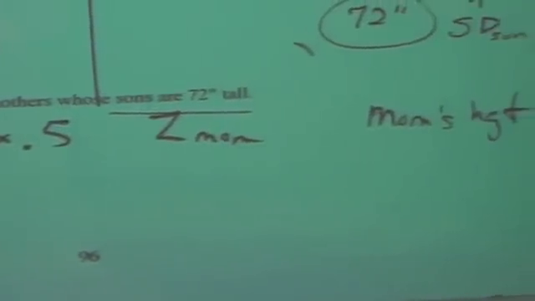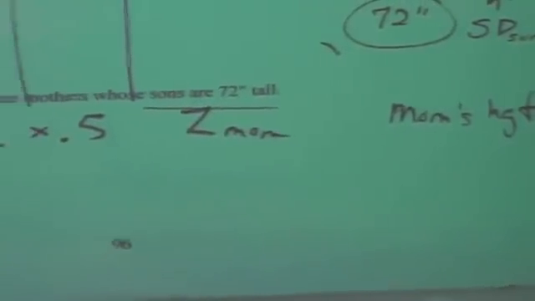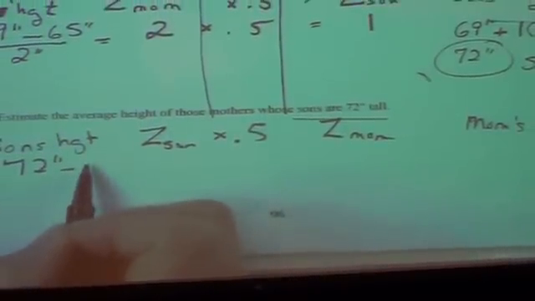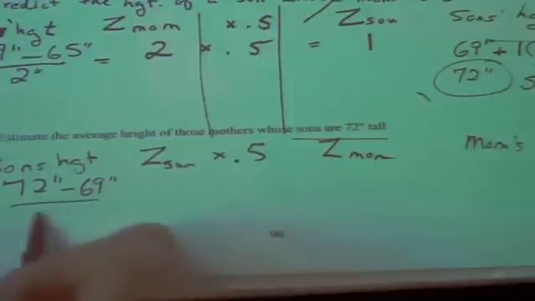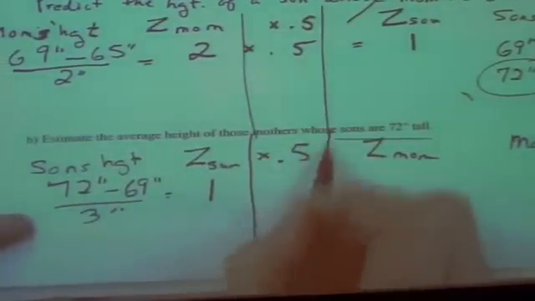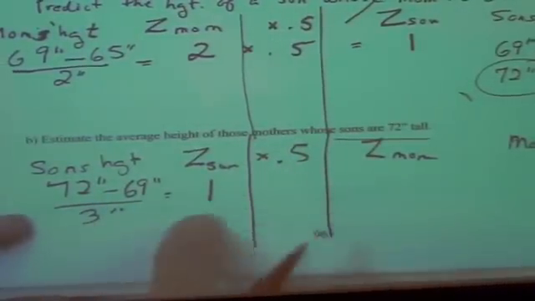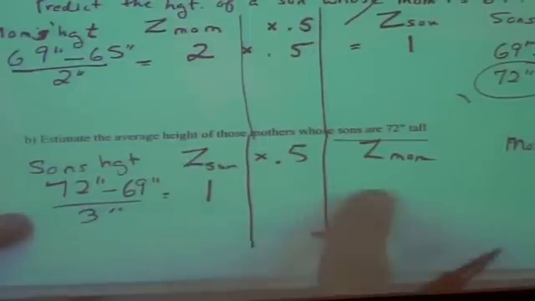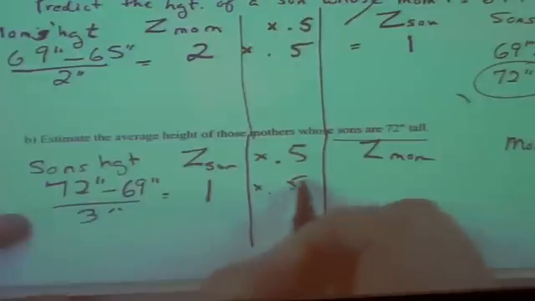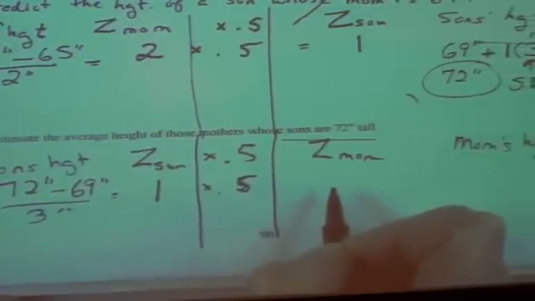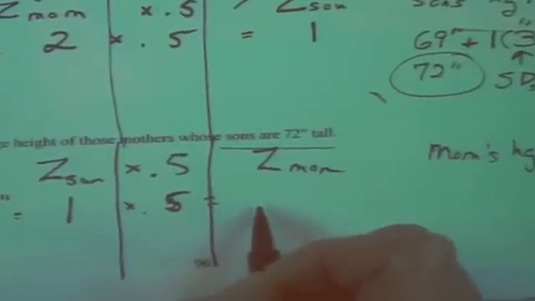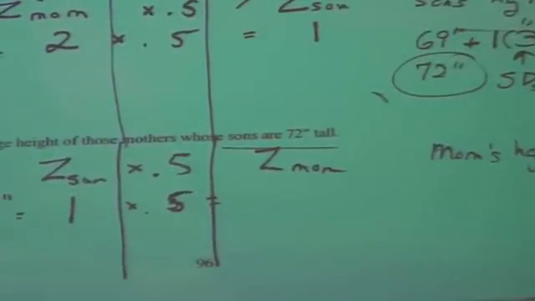All right, so let's do it. So 72 inches to the Z-score is going to be what? Subtract off the average for the son, divide by the standard deviation, and sure enough, we get 1. Now, I'm always going to get something closer to the average, right? Closer to 0. I multiply by 0.5, and what do I get for the mom's Z-score? 0.5.